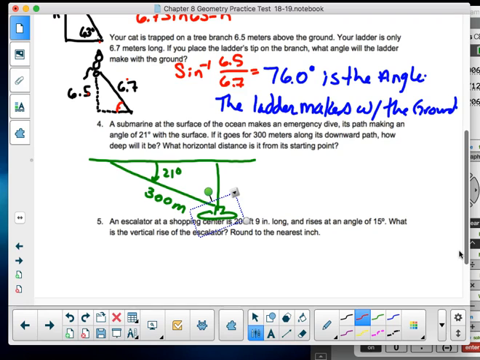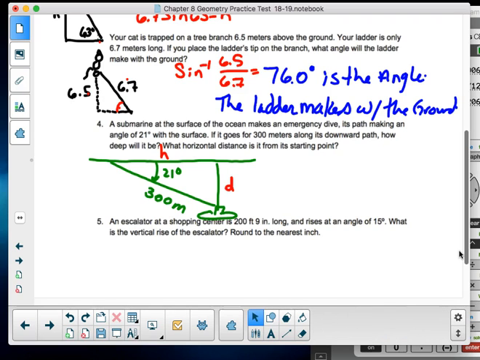Okay, if my sub's right there, it's gone 300 meters down the downward path. How deep will it be? And what horizontal distance is it from the starting point when it gets there? So we're going to freeze this in time, and I have a depth. And we're going to freeze that in time, and I have a horizontal distance along the surface that we're asking about for my sub to travel. So how far along the surface did it go? What's the horizontal distance? What's the depth distance? So we got two things to find.